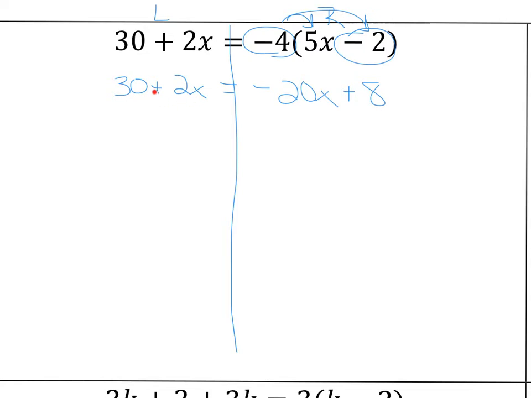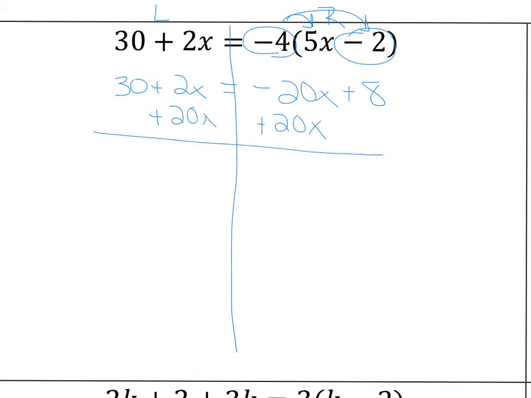Well, look at your variables. I have a 2x and a negative 20x. The negative 20 is smaller. What's the inverse to negative 20x? I'm going to add 20x to both sides.